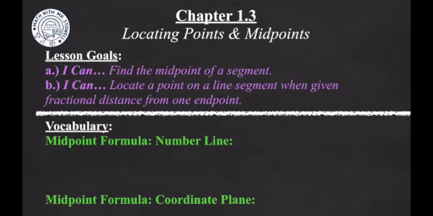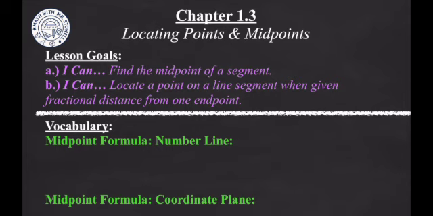In this chapter, we have two goals. Our first goal is for us to be able to say that I can find the midpoint of any segment. The other thing that we want to be able to say is that I can locate a point on a line segment when given fractional distance, or I should have put also ratio distance from one endpoint.